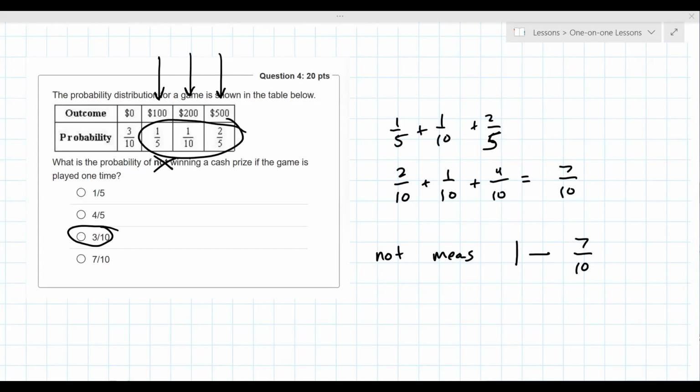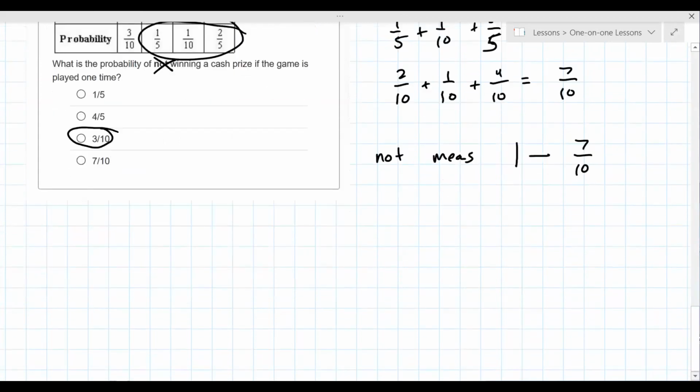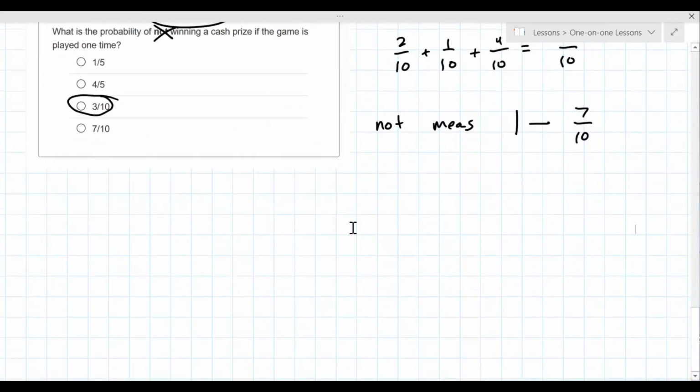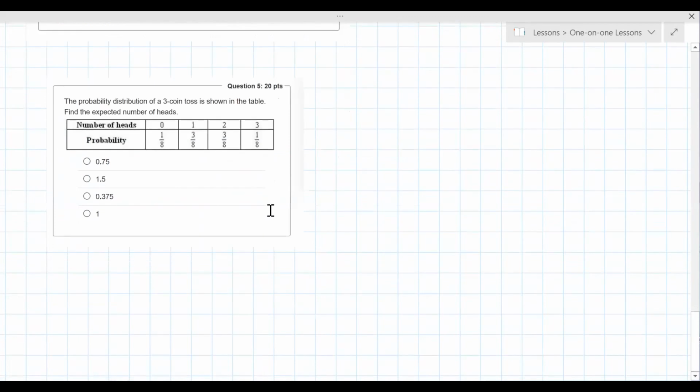Hold on. I'm sorry, what are you doing? You don't need a calculator for that. Oh, okay. 1 minus 7/10. What is that? 3/10. Thank you. All right. Question 5.